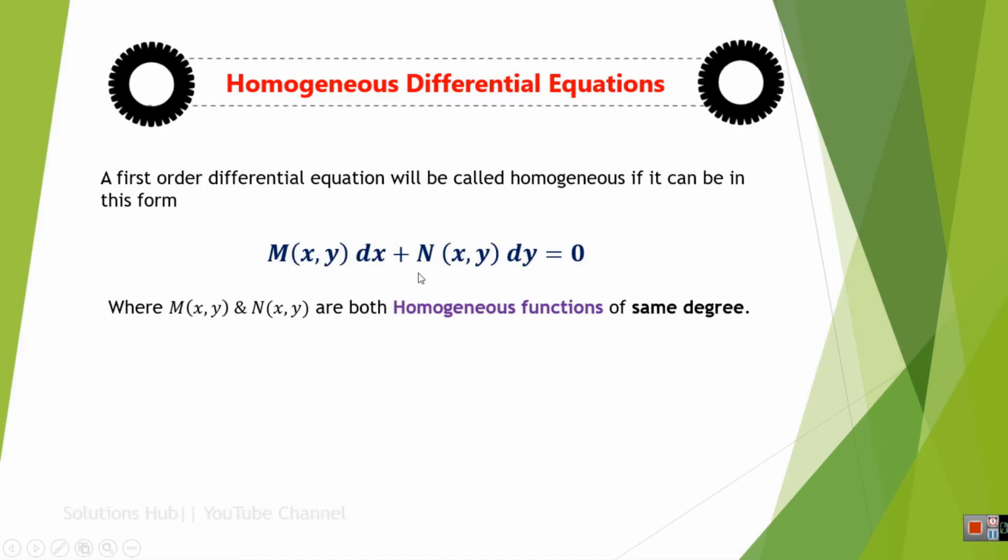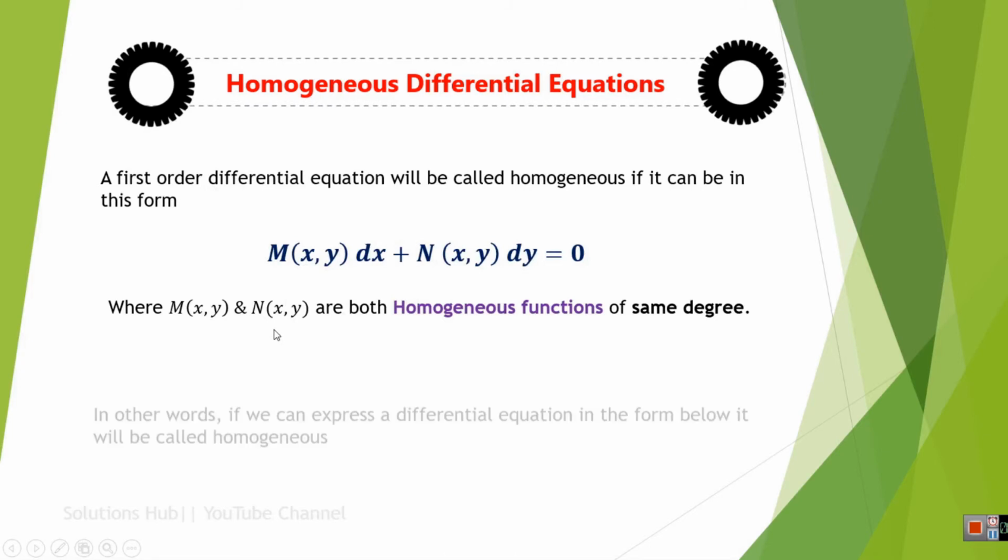So if you have a first order differential equation that can be represented in this form, with the condition that M and N both are homogeneous functions of the same degree, then this differential equation will be called a homogeneous differential equation. The functions involved in that particular form should be homogeneous of the same degree. In other words, you can define a homogeneous differential equation in this way too.